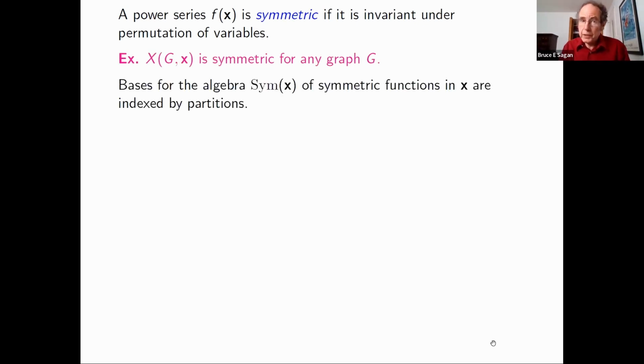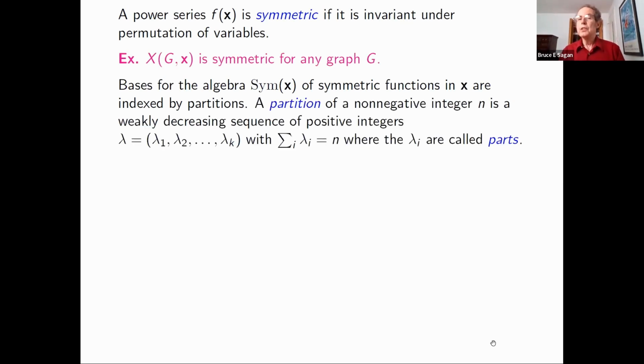And then bases for the algebra Sym X of symmetric functions in X are indexed by partitions. So let me do a brief review of some basic definitions of partitions. So a partition of a non-negative integer n is just a way of writing n as a sum of certain positive integers called parts. These lambda i are called parts. And since we don't care which order they really come in, we usually put them in a canonical weakly decreasing order. Okay. So for example, one partition of 10 would be 4, 3, 3, right? 4 plus 3 plus 3 gives me 10, and I've put them in weakly decreasing order.